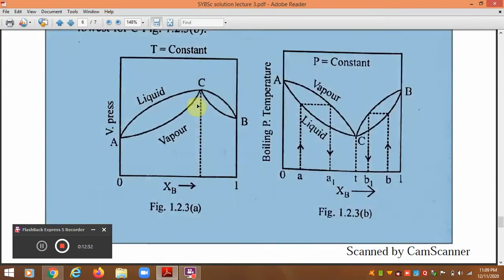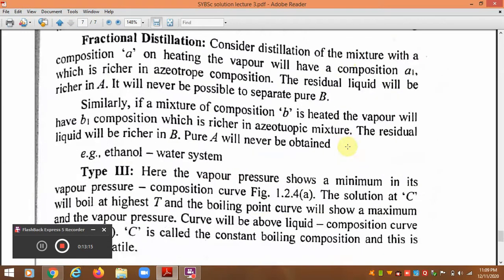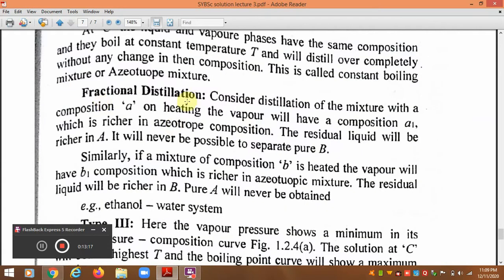So at point C, this is the constant boiling mixture. Here you can see this is the lowest temperature at which the liquid and the vapor phase have the same composition, and this is the boiling point at which the composition of both phases remains the same. This constant boiling mixture is called an azeotrope. It is not separable by fractional distillation.